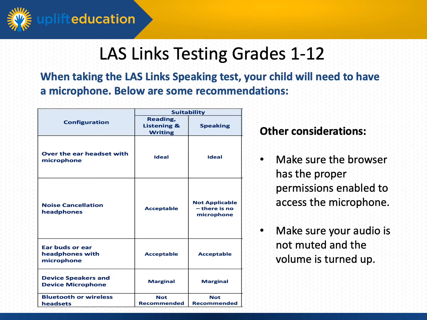When taking the Lost Links speaking test, your child will need to have a microphone. Below are some recommendations of different types of microphones or headsets. The ideal one will be an over-the-ear headset with a microphone. If not, we also have acceptable forms such as earbuds or ear headphones with a microphone. Unfortunately, noise cancellation headphones, while they can be used for 3 of the parts of the test, cannot be used for speaking because they do not have a microphone.